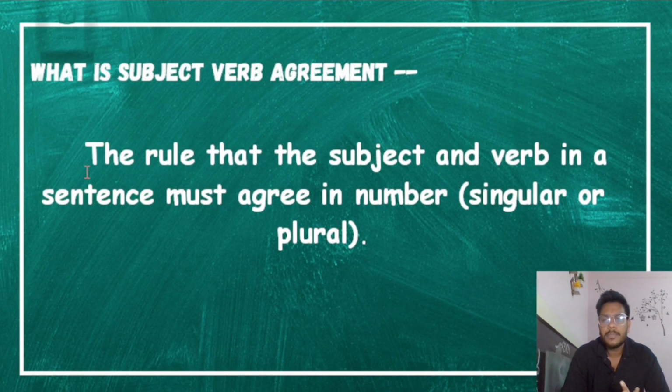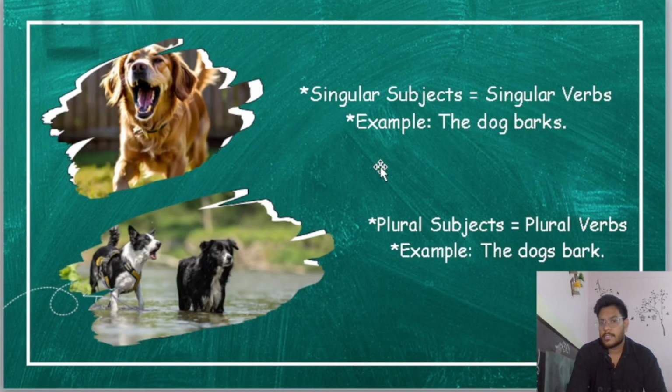The rule that the subject and verb in a sentence must agree in number means the same. If the subject is singular, we have to use a singular verb, and if the subject is plural, we have to use a plural verb. So check the example. The dog barks. What is written here? The dog is singular and barks is also a singular verb.